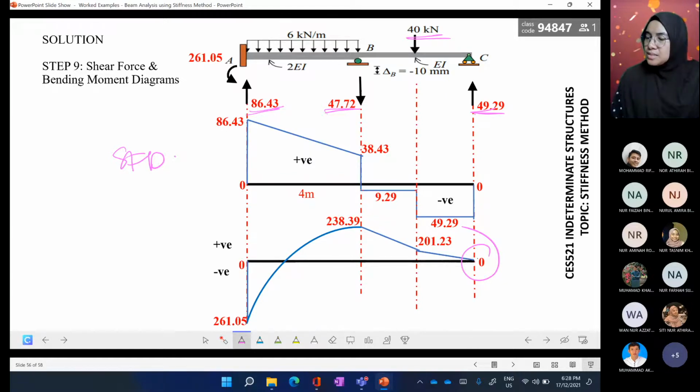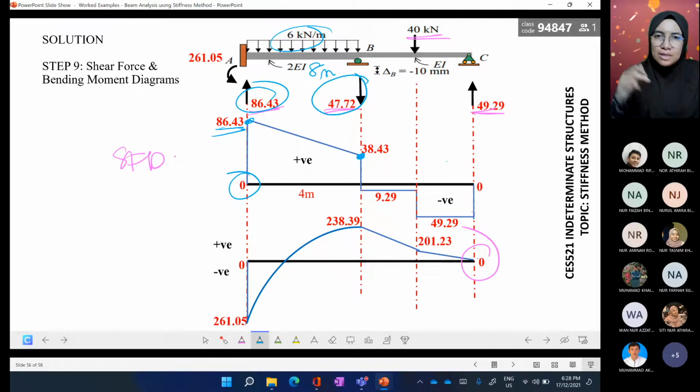Okay, start dengan 0. So diagram we draw start from 0. So 0 we plus the first value 86.43, we get this value, this point. So sampai this point kita akan minus dengan 6 kali 8. 6 kali 8 meter kita dapat 48. Minus we get 38.43. 38.43 dia jumpa pula 47 ke bawah. So kita minuskan dengan 47.72, terdapat point dekat sini.